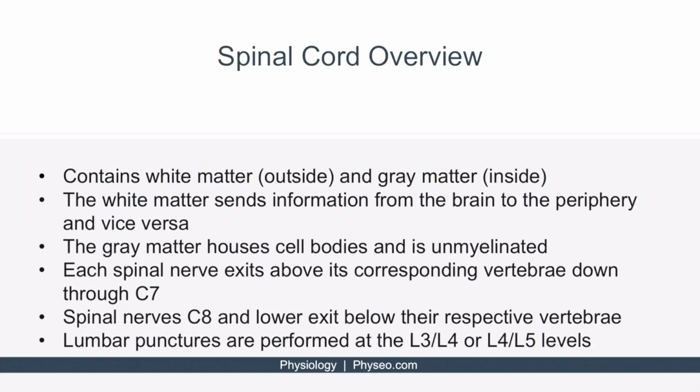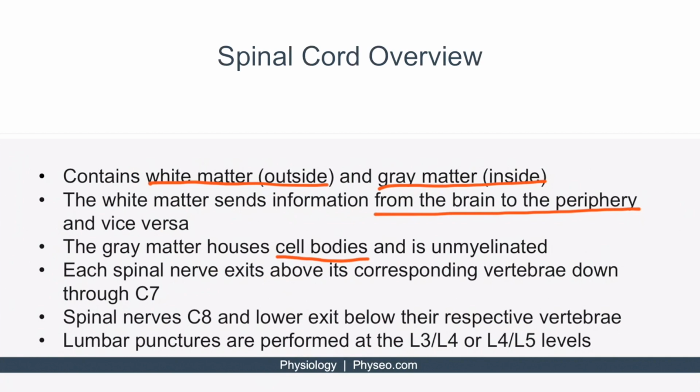So let's just review the basic things about the spinal cord that you need to know. So the spinal cord contains white matter, which is on the outside, and gray matter, which is on the inside. And the white matter sends information from the brain to the periphery and from the periphery to the brain. The gray matter is actually where the cell bodies are, and these are unmyelinated, which is why they are gray.